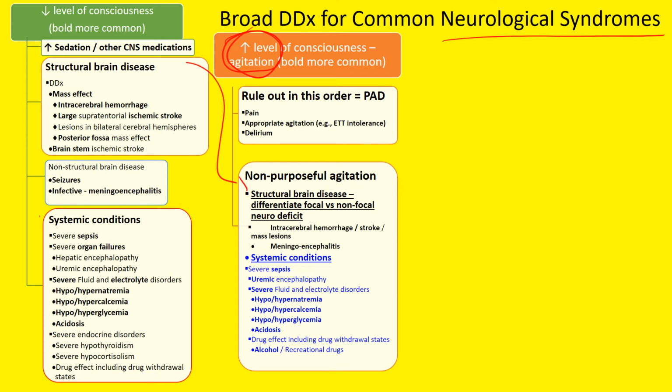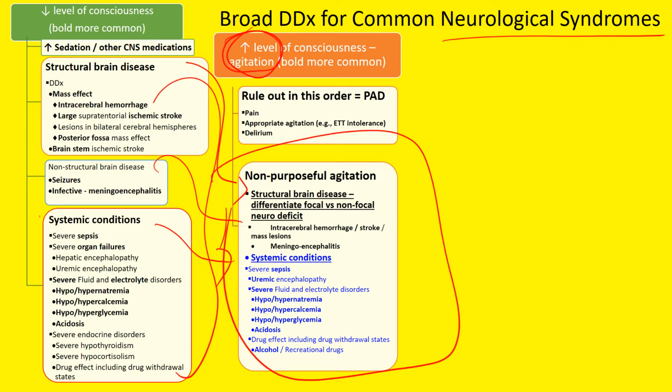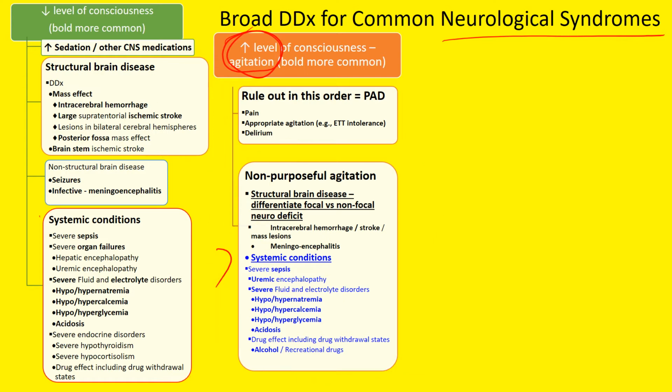So it's the structural brain disease versus the non-structural brain disease, and then you have the systemic conditions. It's just that the list is slightly different here. There are a lot of things from this which are similar. And in fact, most things can probably cause one or the other. So what are the structural brain diseases that can cause this? Always rule out focal versus non-focal neurological deficit, and that's something for the coma patients as well. You always have to make sure that they don't have a focal neurological deficit.